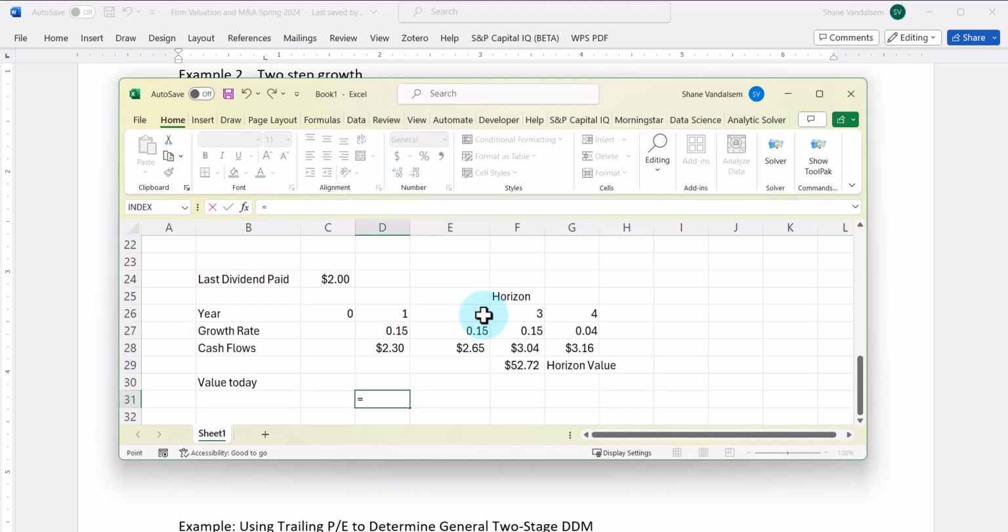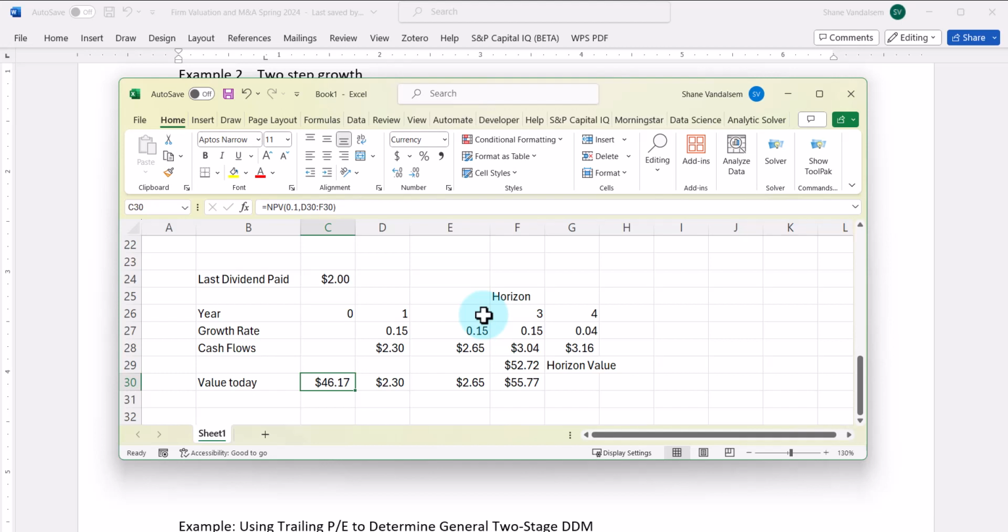For time 1, I expect to receive a dividend of $2.30. At time 2, I expect to receive a dividend of $2.65. And then at time 3, I expect to receive a dividend of $3.04, and that the stock will be worth $52.72 at the end of that period. Our required rate of return here is 10%. So I'll use the NPV function, and I'm going to put in 10%, 0.10, and then highlight those 3 cash flows to get a value today of $46.17.